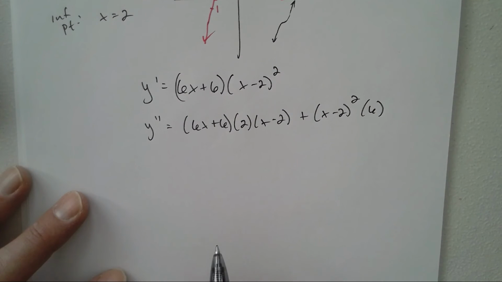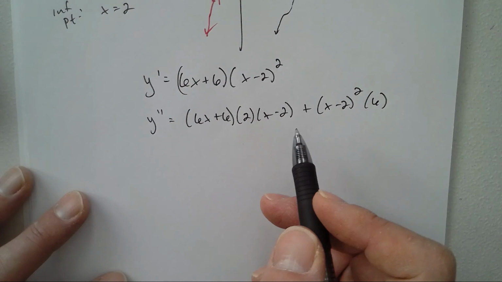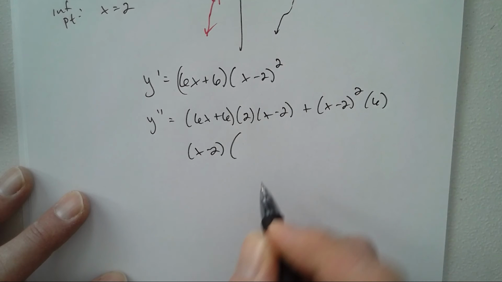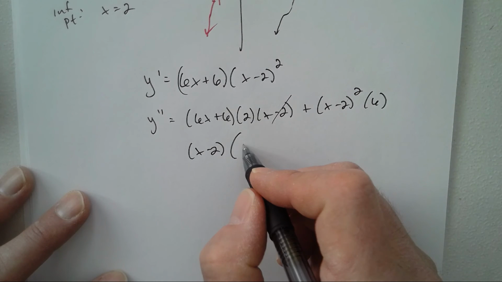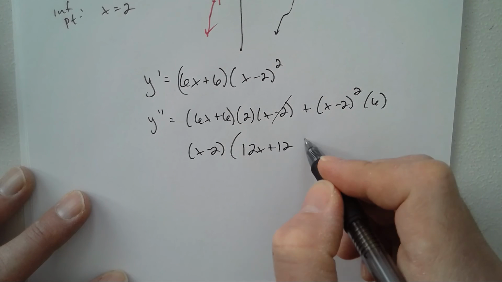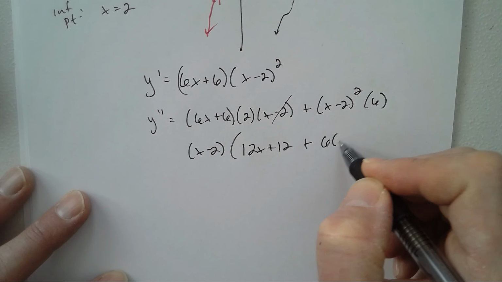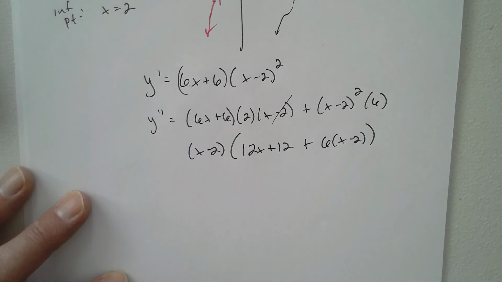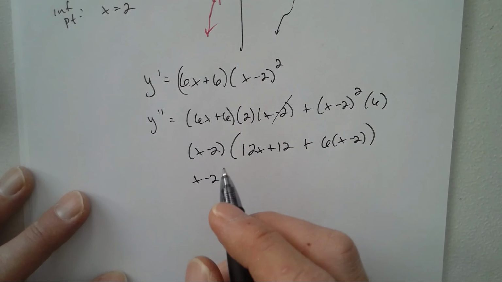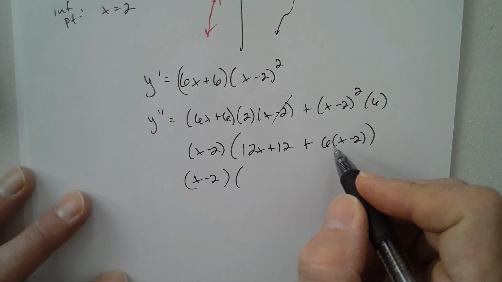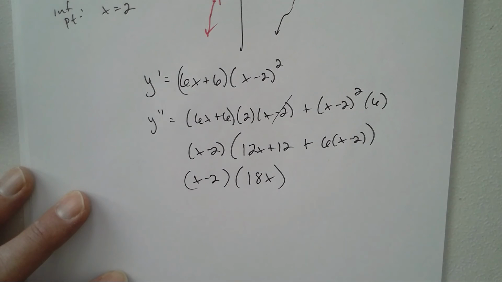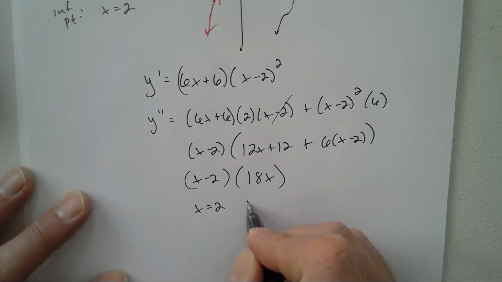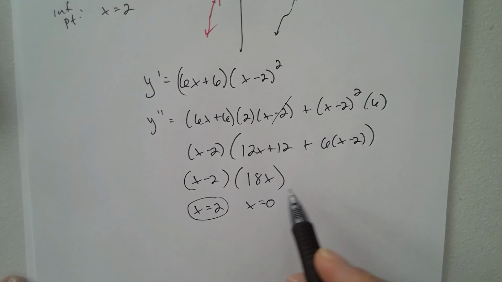I'm going to pull out an x minus 2, and I'd be left with 12x plus 12 plus 6 times another x minus 2. So that's 18x plus 12 minus 12. Nice. Set those equal to 0, we get x equals 2 and x equals 0. So we do have an inflection point at 2. We have another one at 0.